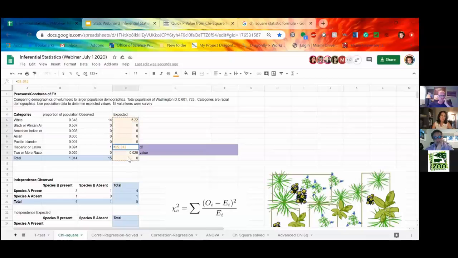Mine's all in Excel, which is different. And so this goes back to how you set up your spreadsheets, right? So it is kind of different depending on what you use. And chi-square does sort of require you to set up these tables. So we're going to do that.